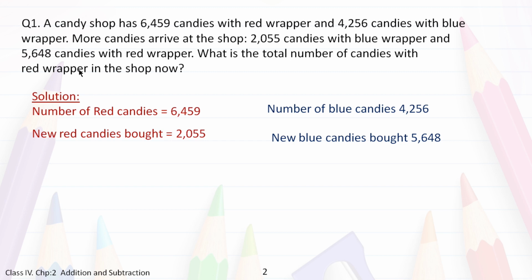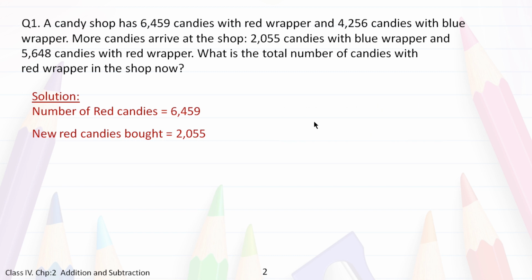Okay. Only the red wrapper candies we have to look at. There is nothing to do with the blue candies. Okay. So this information you don't consider. Only keep an eye on red candy. This information is extra information, you can say, or you can say that this information is given to have confusion. Okay. So we have to find total.